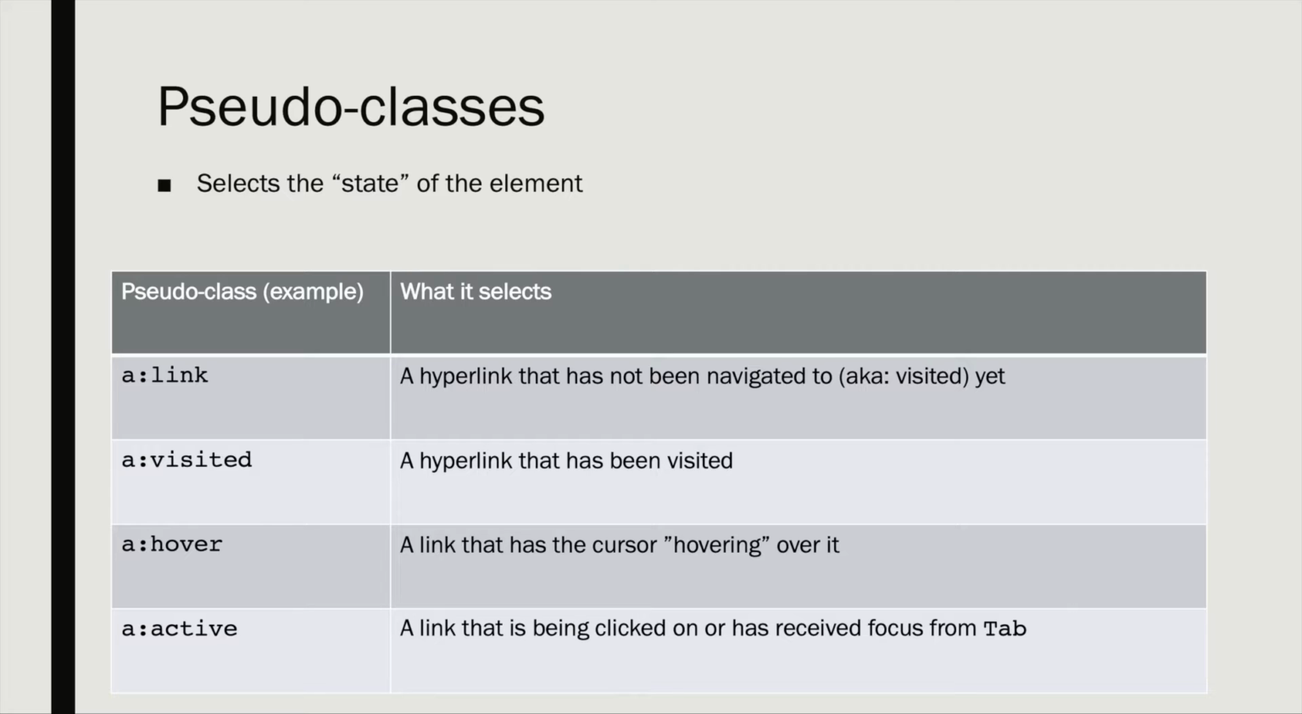Lastly, we have a colon active, and this is a link that is being clicked on or has received focus from tab. If you recall from the previous lectures, we used accessibility and the tab key to navigate a page without the mouse. By using the active pseudo class, this basically means that whenever a link is being clicked on or has focus from the tab, the link itself or the element that has the active pseudo class will change. Again, if you don't understand this, don't worry, we'll go over all of these in the Code With Me videos.